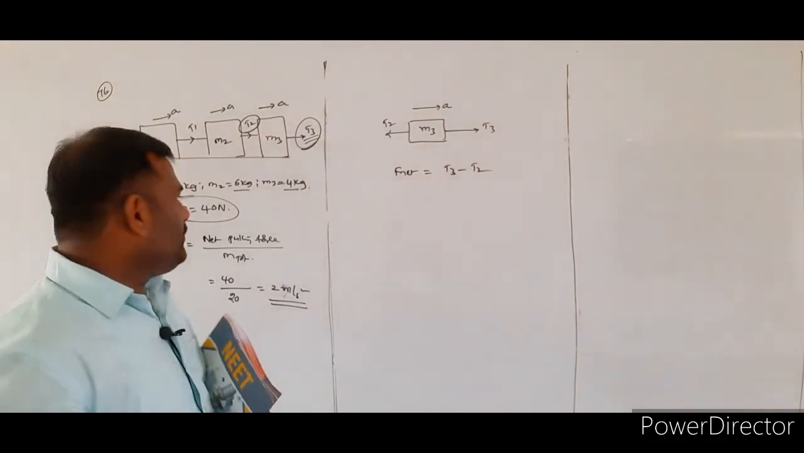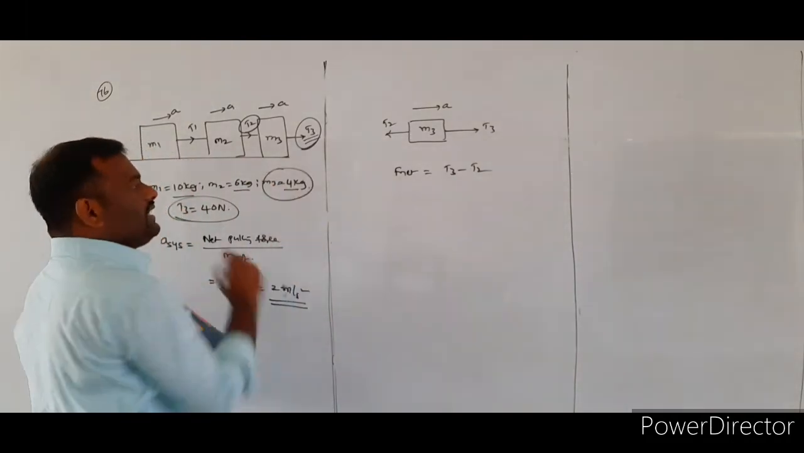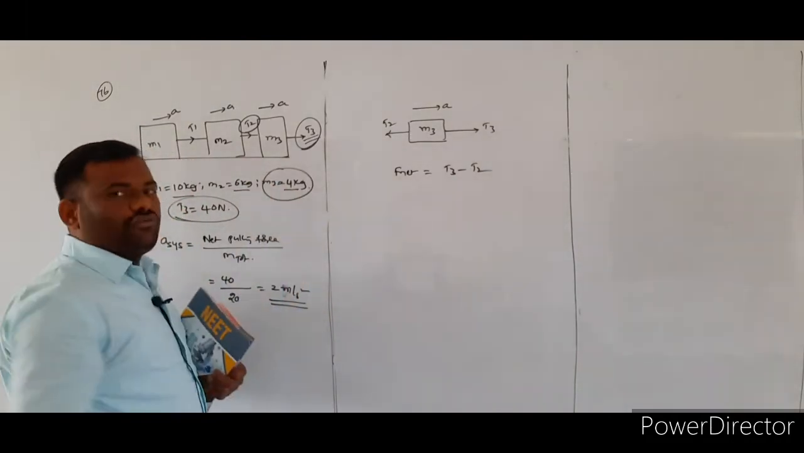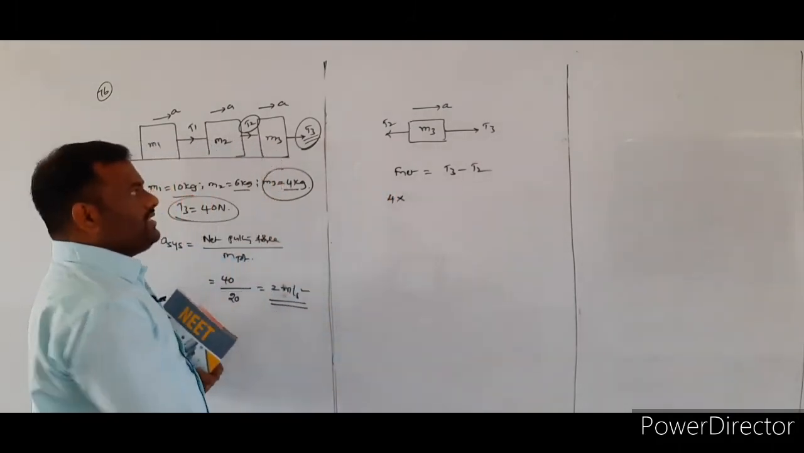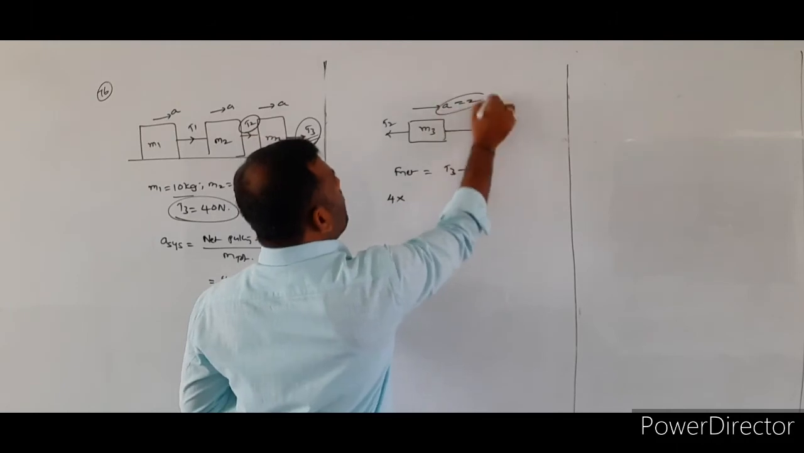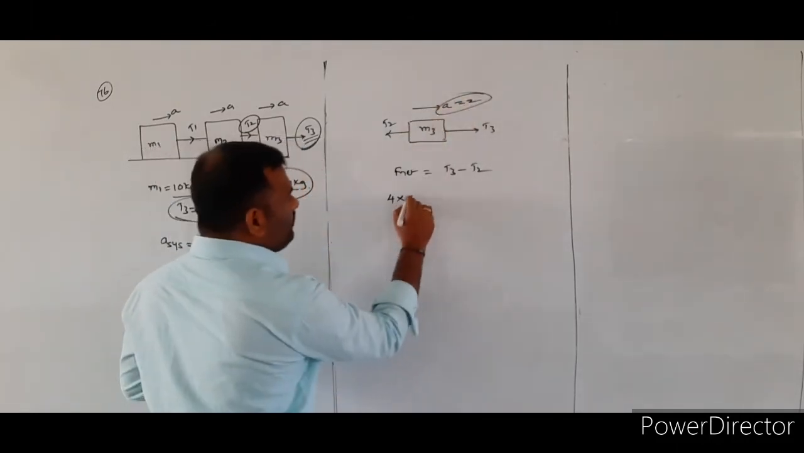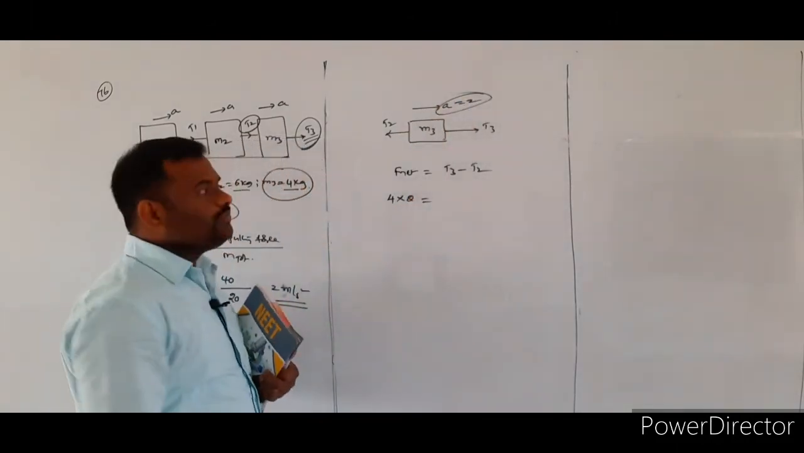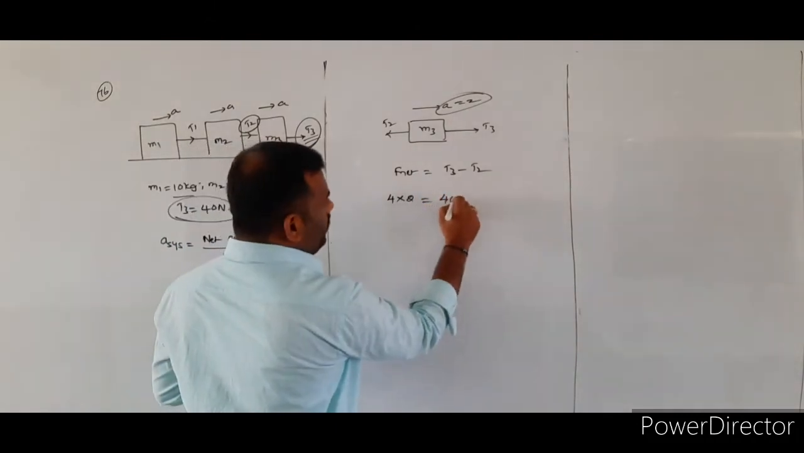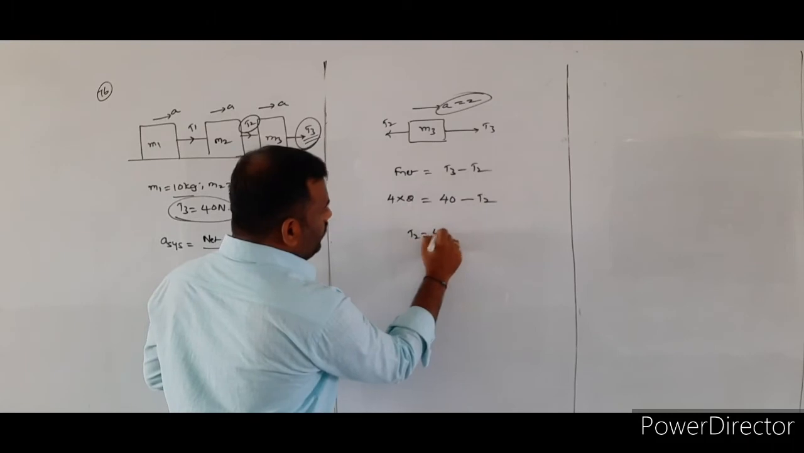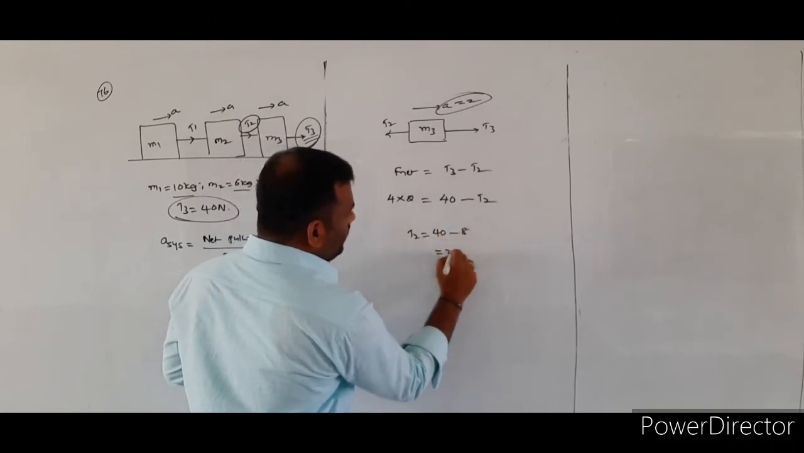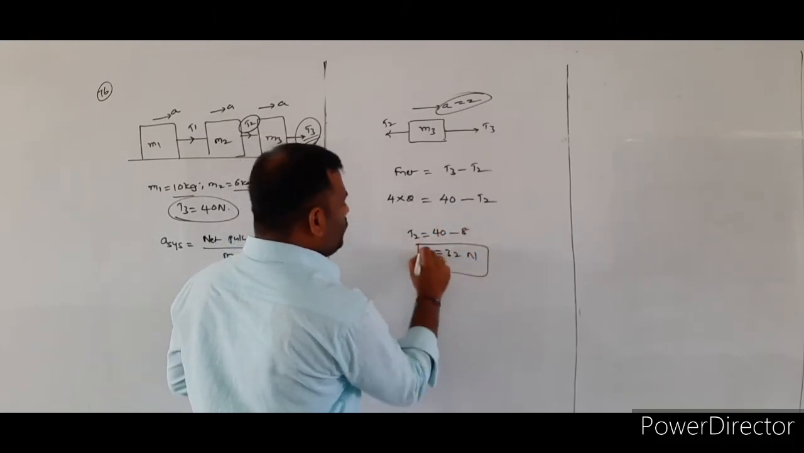Net force is equal to mass into acceleration. What is the mass of the third one? Its mass is equal to 4 kg. According to Newton's second law, the acceleration value you got is 2 meter per second square. Net force is equal to 4 into 2, and T3 value is 40 minus T2. Therefore, T2 is equal to 40 minus 8, that is equal to 32 Newton.